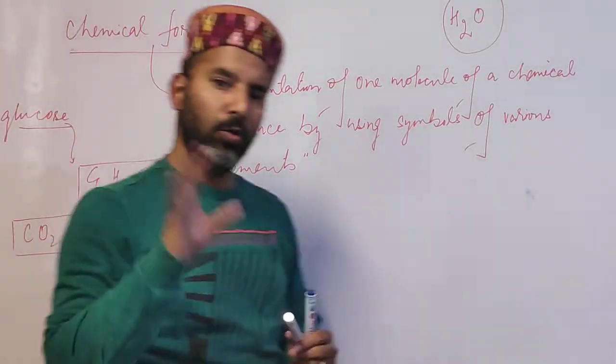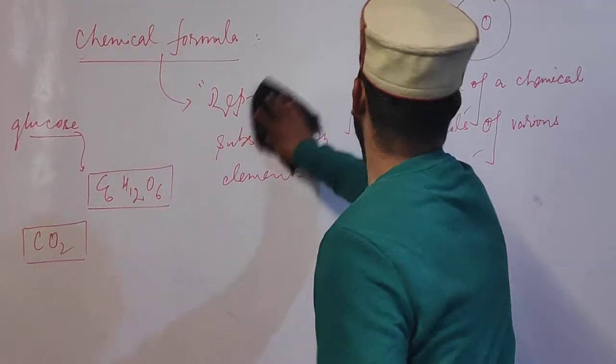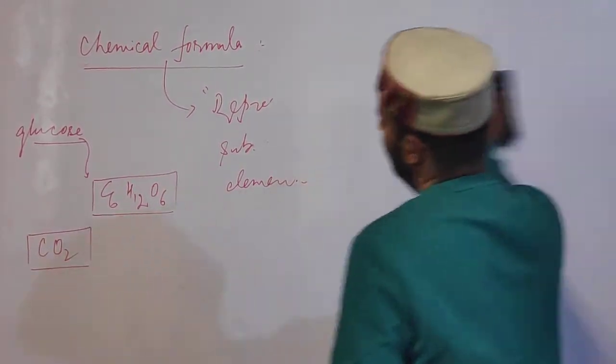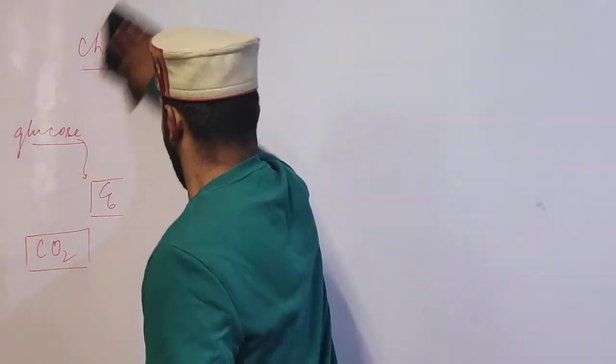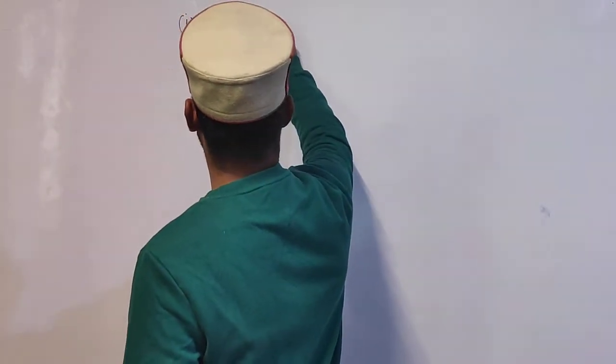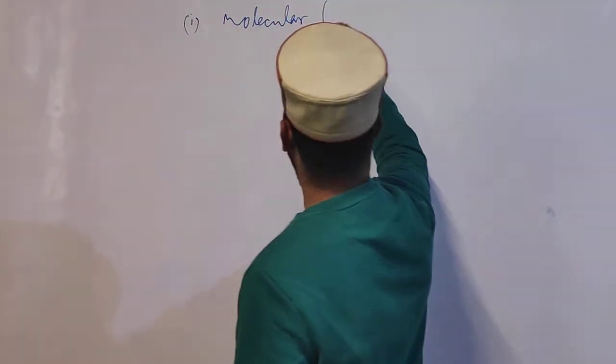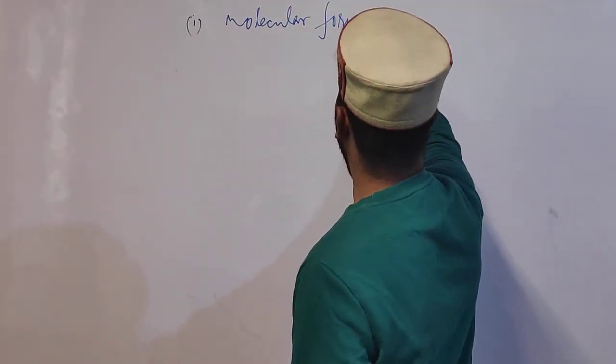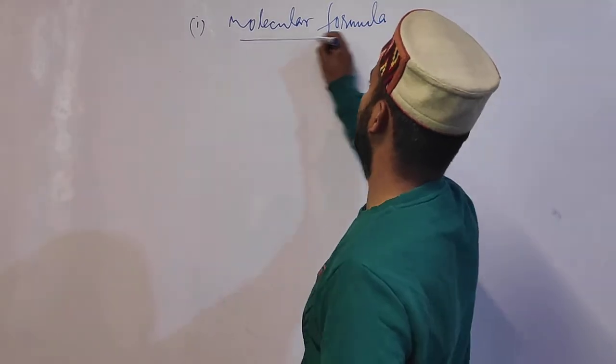Now students, there are two types of chemical formula. One is called molecular formula and the second type is called empirical formula. So first, what is molecular formula? What is molecular formula?